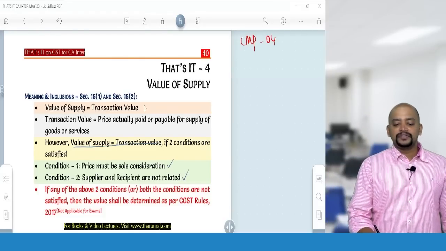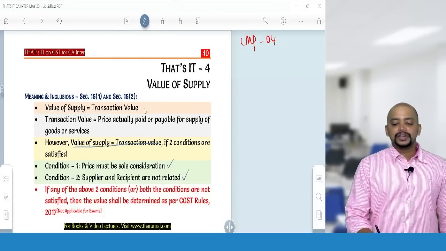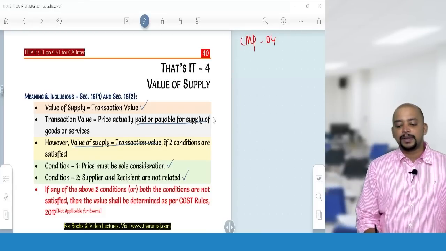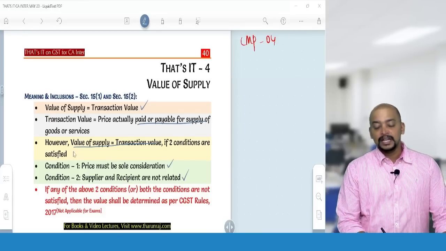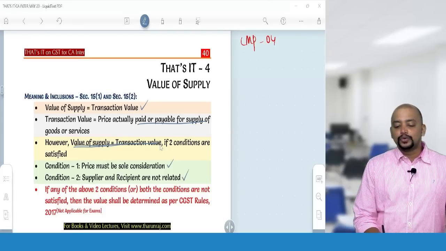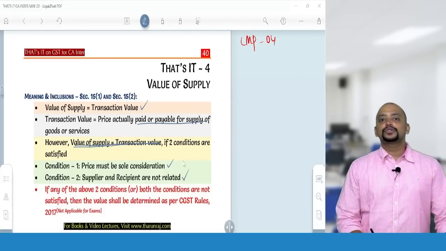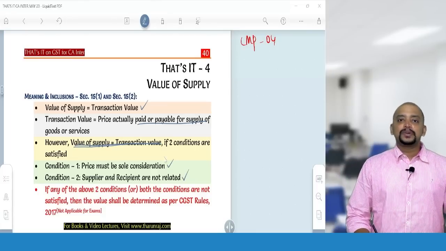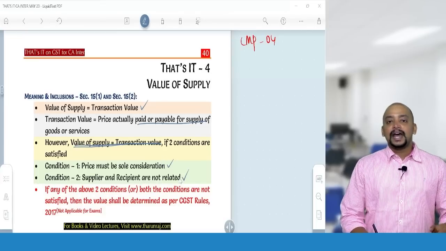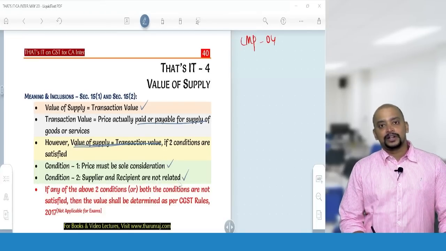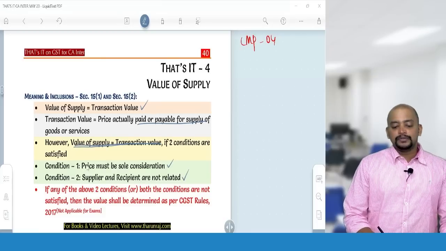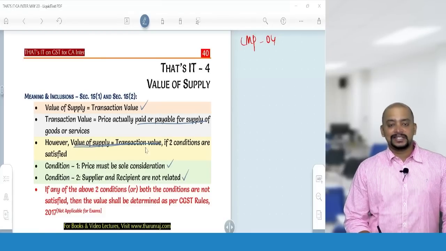What is the meaning of transaction value? Transaction value means the price involved in the transaction, that is, the price actually paid or payable for the supply of goods or services. And value of supply will be equal to transaction value if two conditions are satisfied. What are those two conditions? Price must be the sole consideration. Apart from price, there should not be any other consideration, and supplier and recipient are not related. If these two conditions are satisfied, then only we will take the value of supply as the transaction value.